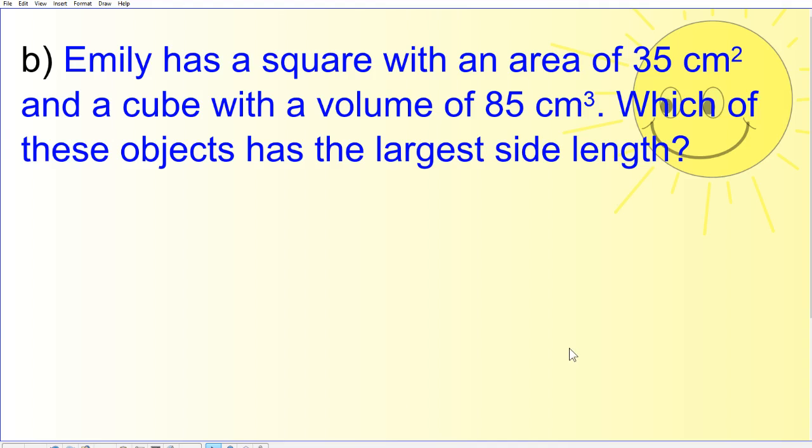Letter B. One for you to try. It says here, Emily has a square with an area of 35 centimeters squared and a cube with a volume of 85 centimeters cubed. Which of these objects has the largest side length? The length of the side of the object.